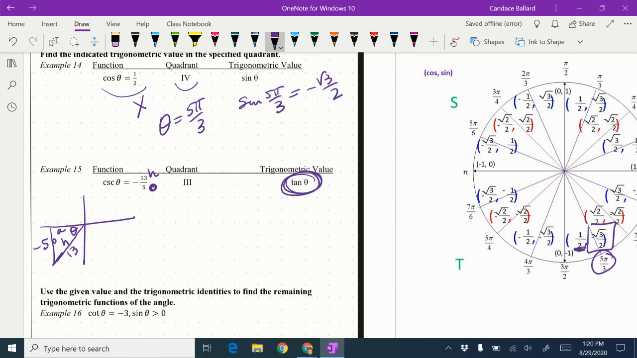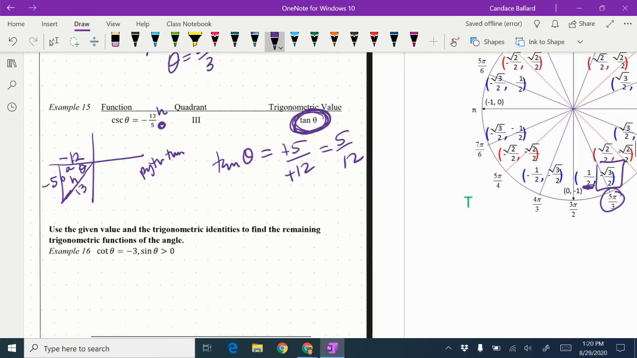I know I need to find tangent. In order to do that, if I don't know the triple, I have to do the Pythagorean theorem. I happen to know the triple is 12, and because we went in the negative direction, it would be negative 12. So the tangent of that theta is the opposite, negative 5, over the adjacent, negative 12, which is going to go positive 5/12.